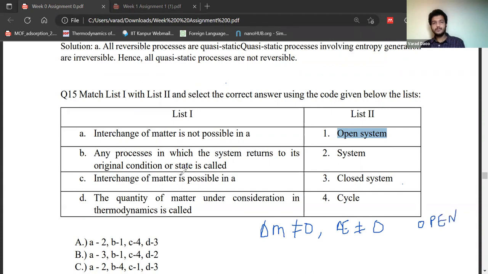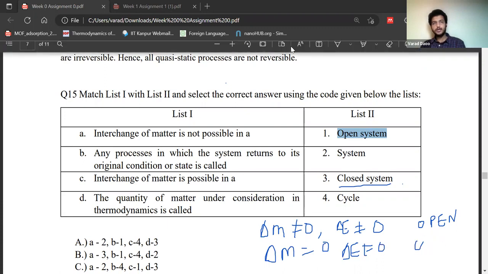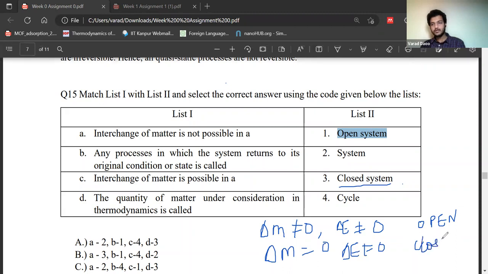Okay. Then let us go to closed system. So closed system, change in mass is equal to 0, change in energy not equal to 0. Okay, this is a closed system. Then what is a cyclic process? A process which comes back to its initial position. Okay, that's a cyclic process.